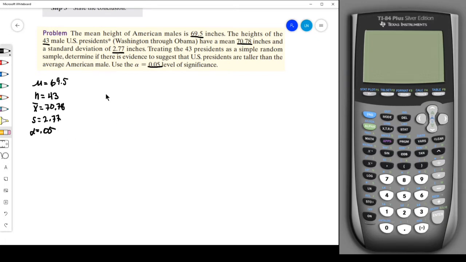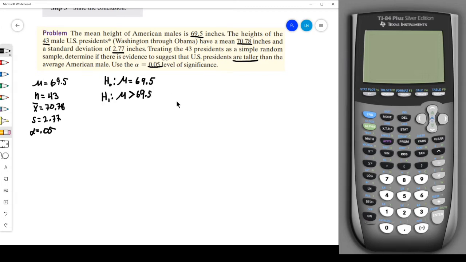I can set up the hypotheses. So the null hypothesis, remember, is the statement of no change. The population mean is what we say it is, 69.5. The alternative hypothesis is the claim that we are trying to find evidence for. If we go back to the problem and look at the question, determine if there's evidence to suggest that U.S. presidents are taller than the average American male. So taller would be greater than 69.5.